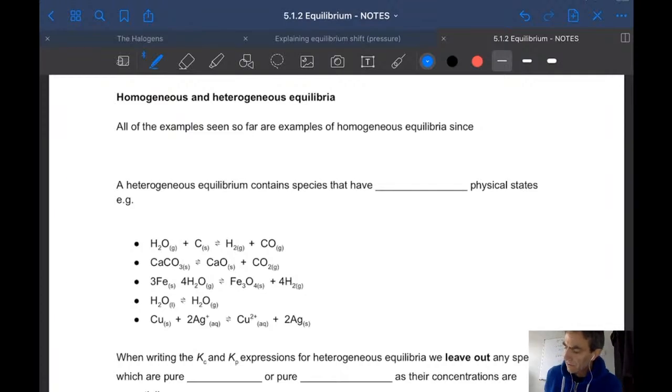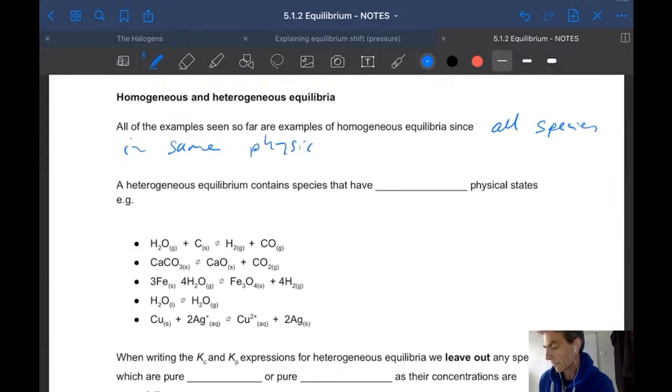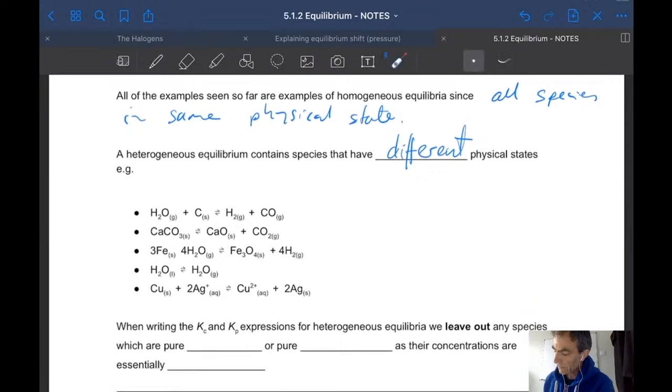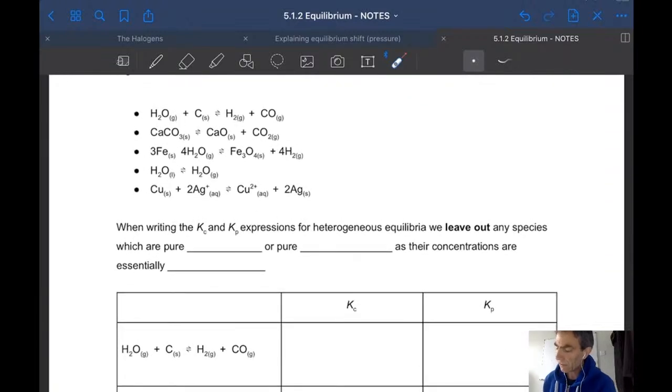All right then, all the examples that we saw last Wednesday were examples of homogeneous equilibria, since all species were in the same physical state. A heterogeneous equilibrium contains species that have different physical states. Quite straightforward. You can see those 5 equilibria all involved species with different physical states. I won't go through them all because you get the idea.